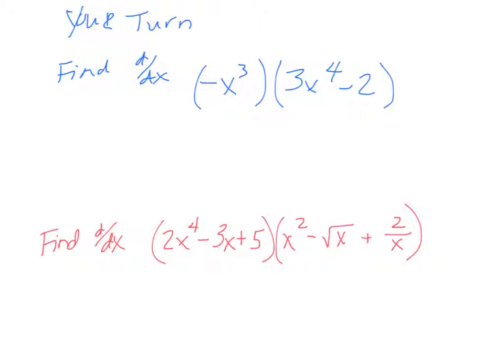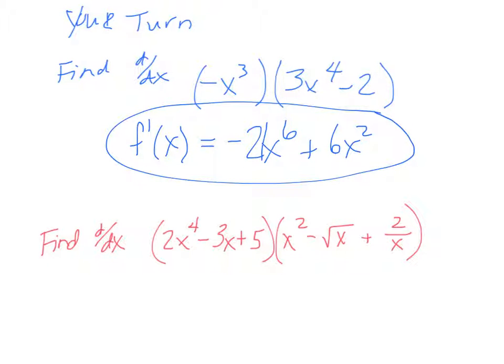Okay, so your turn. I want you to pause the video and try to do the blue one, and then try the red one. It's a little bit different, and it's a trinomial times a trinomial, so there's a lot of work there, okay? So pause the video, and I'll give you the answers in just a minute. Okay, so your final answer for the first one, your derivative here, should be negative 21x to the sixth plus 6x squared.